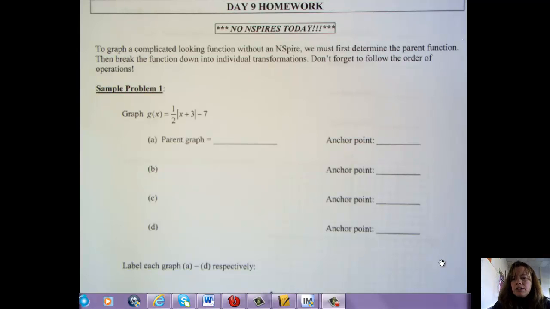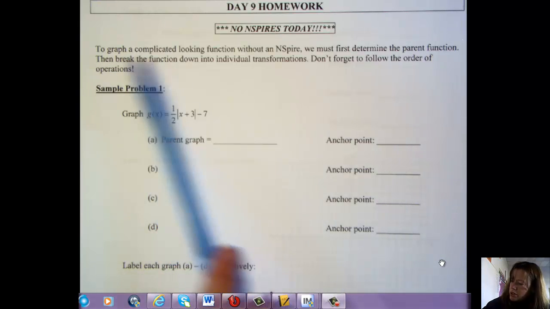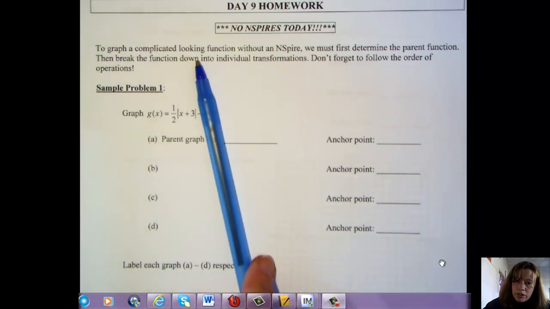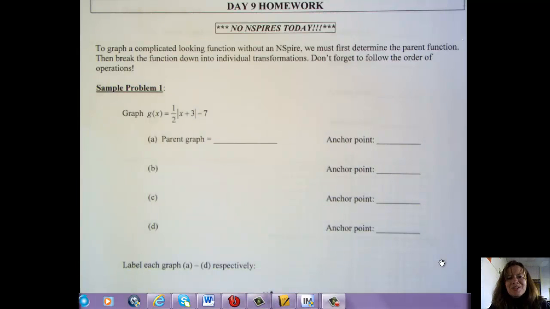If you look at the beginning of this problem, and read the directions, to graph a complicated looking function without an Inspire, or any calculator for that matter, we must first determine the parent function. As always, math is consistent. We've been talking parents since the beginning. Then break the function down into individual transformations. Don't forget to follow order of operations.